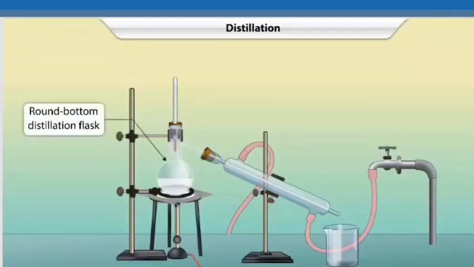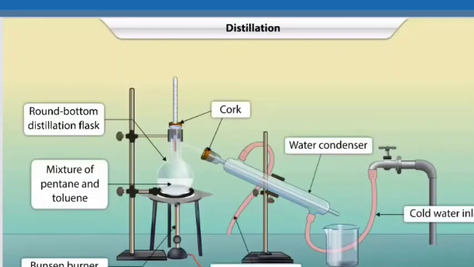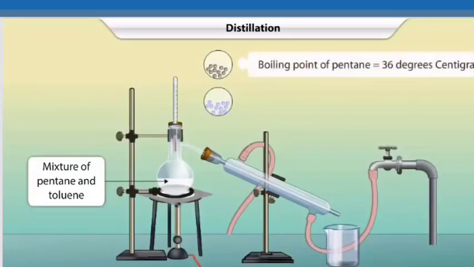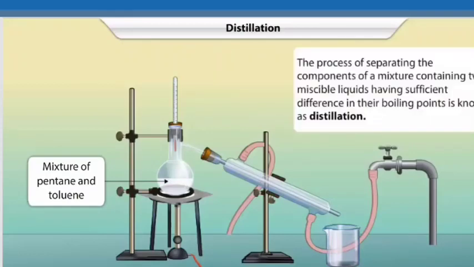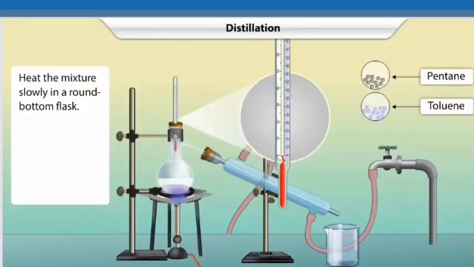Let's see how to separate the components from a mixture of pentane and toluene. Pentane has a boiling point of 36 degrees centigrade and toluene has a boiling point of 111 degrees centigrade. Distillation is the method of choice for separating miscible liquids having a difference of at least 25 degrees in their boiling points. Heat the mixture in a round bottom flask.